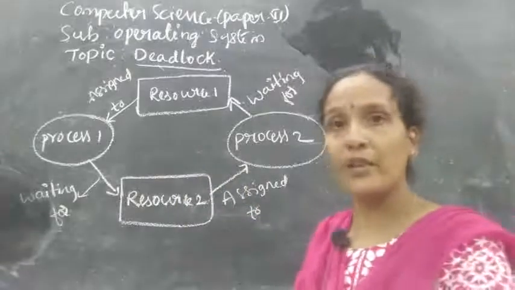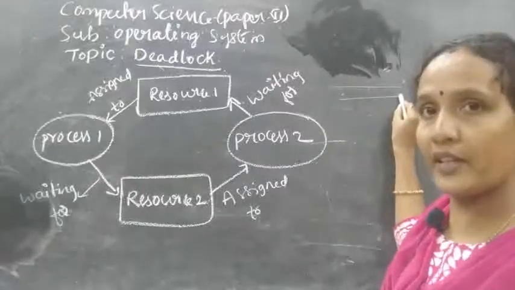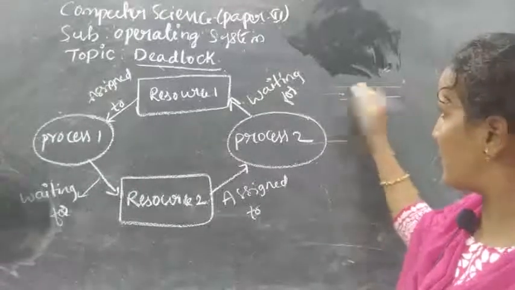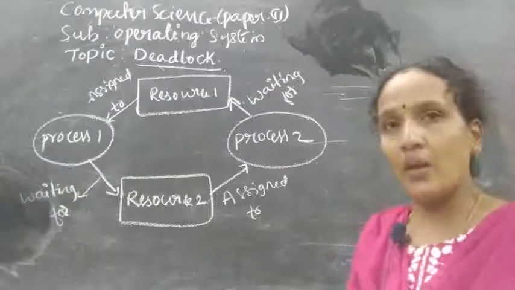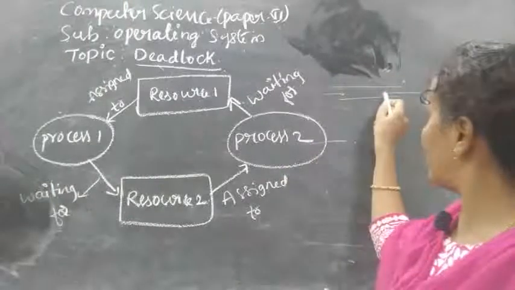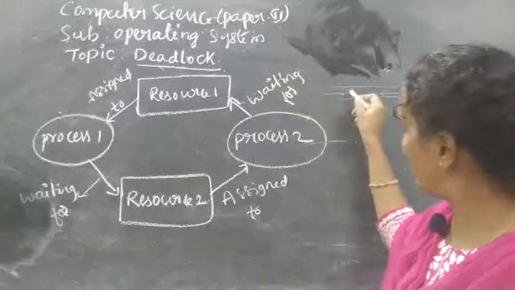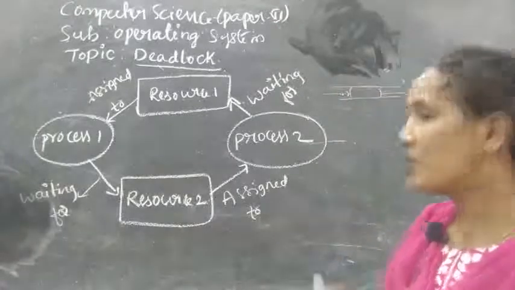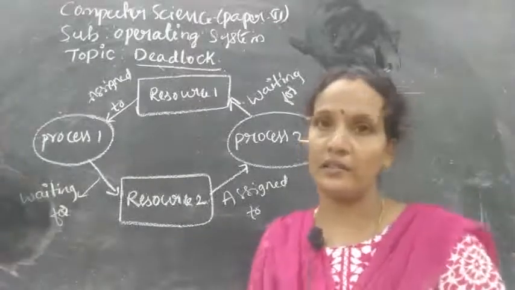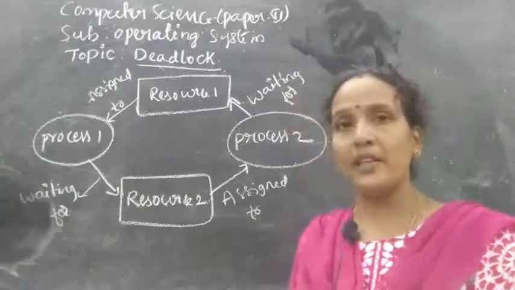Okay, and one more example also I can give. Example, this is a railway track. One train is coming from this side and one train is coming from this side, and there is only one track. So this train cannot go to this side, and this train cannot go to this side. So they are waiting. So that waiting is called as a deadlock. Clear?